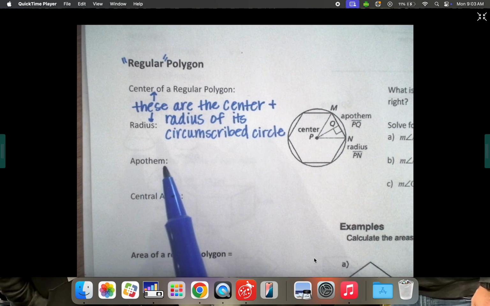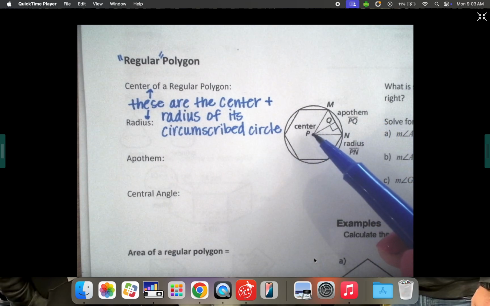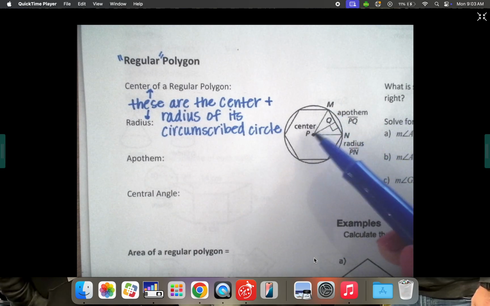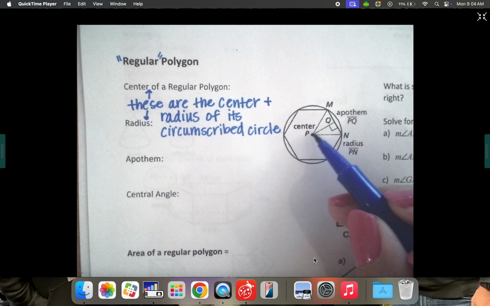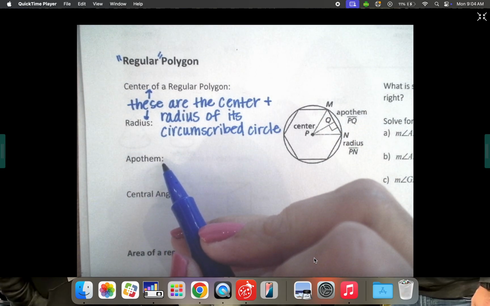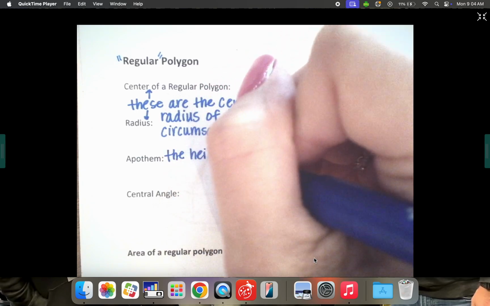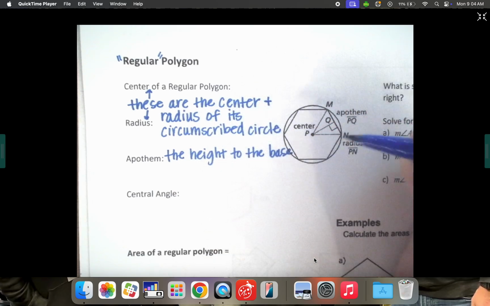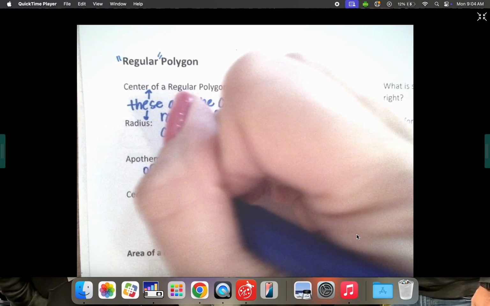Okay, the apothem is really important to know. The apothem is from P to Q in this picture. So it's from the center dropping a right angle down to one of the sides. Apothem is the same thing as altitude. Back whenever we learned it in triangles, the altitude drops into a right angle. So does the apothem. So the apothem is the height to the base of an isosceles triangle.